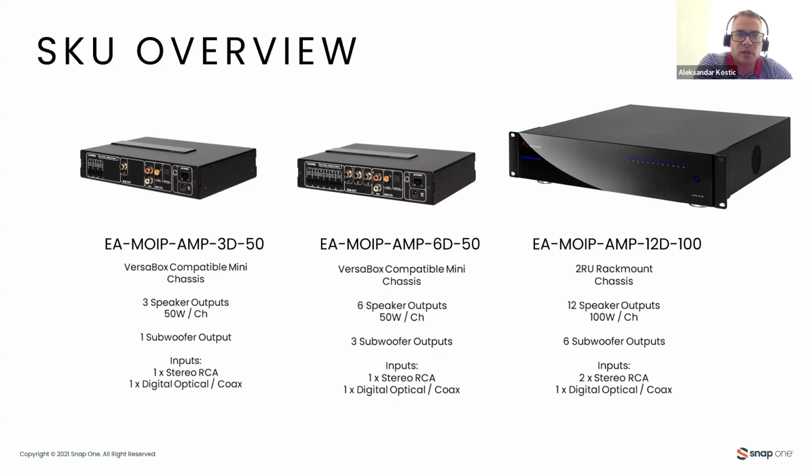When audio inputs are in question, this amplifier has one additional analog audio input compared to the 3 and 6-channel amplifiers, which means it has 3 inputs in total, 2 analog and 1 digital. So this is a short overview of the MOIP amplifier models we have.